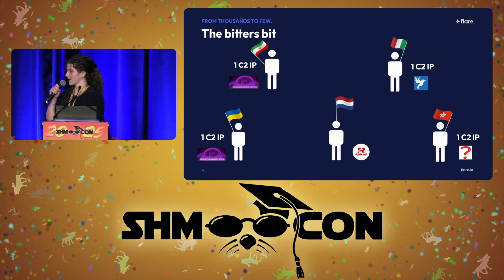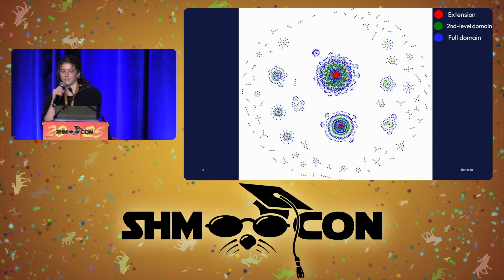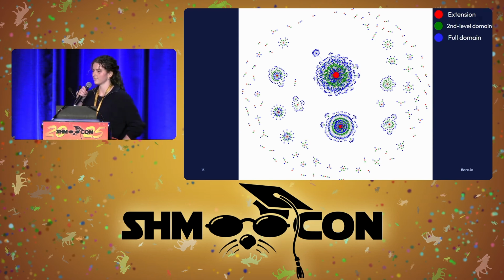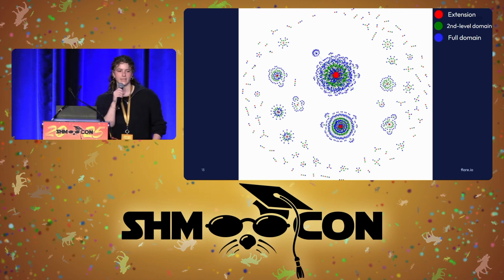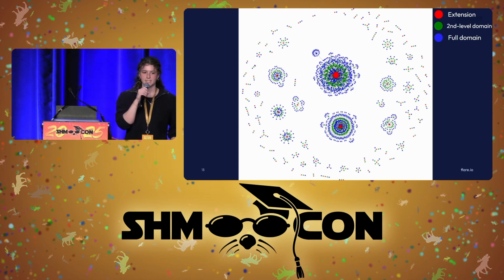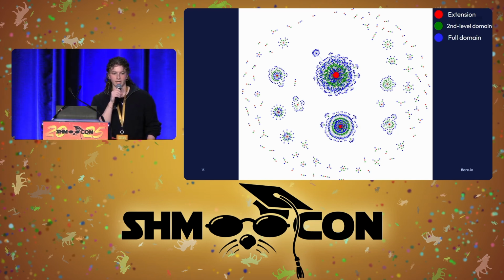4 stealer logs had accessed only one C2 hostname, a known C2 hostname, while the last one had access to 3 different ones. Then we started looking at the accesses, basically the domains these devices accessed. Here you're looking at network linking extensions in red, second level domain in green, and full domain in blue. So everything that was accessed on the infected device, you can see in there.